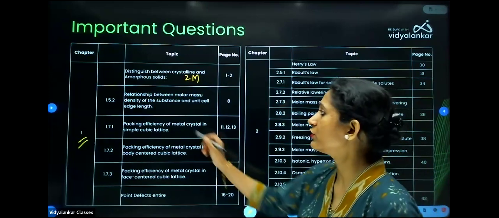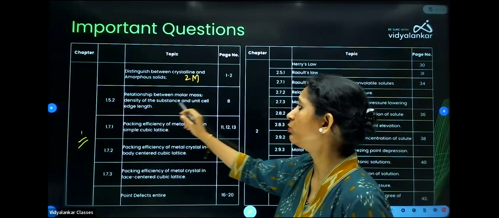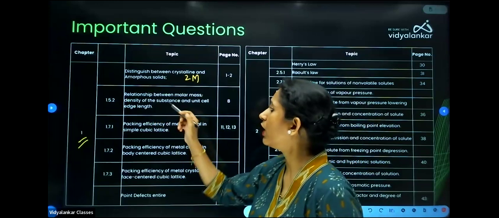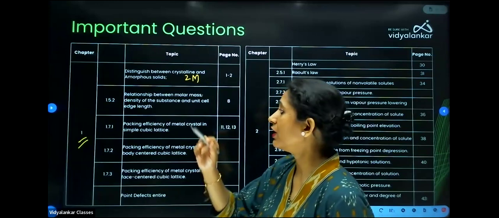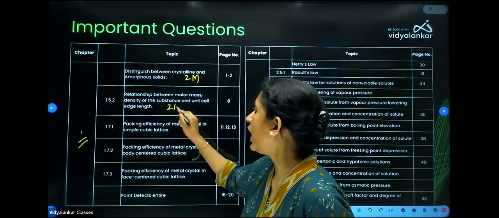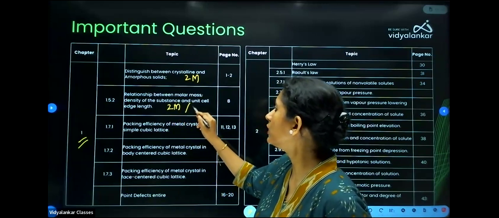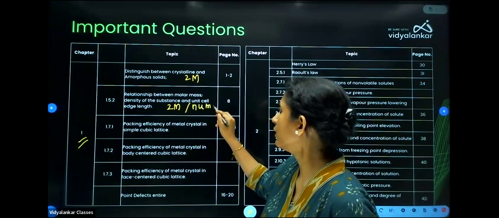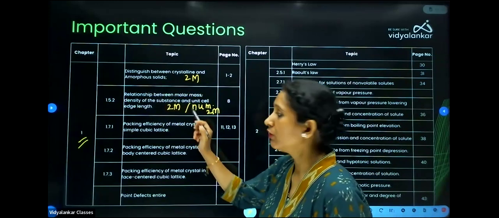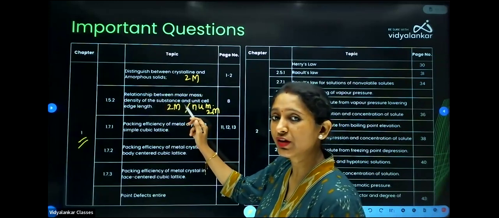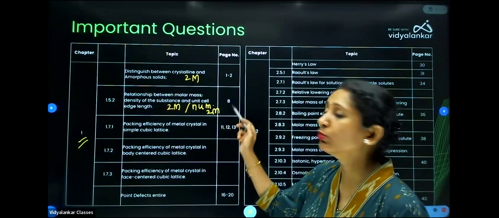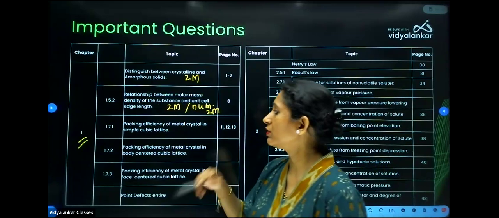The very first derivation of the chapter is the relationship between molar mass, density of the substance and unit cell edge length. Now here, why not to skip the topic? As I said, this comes as a derivation for 2 marks, or you get a numerical of 2 marks. So doing the derivation will help you score marks if the question is asked as a derivation, as well as if you are asked to solve a numerical based on it. So do not skip this derivation.